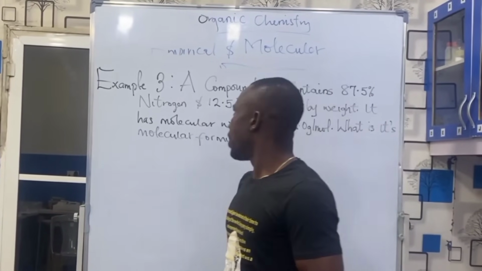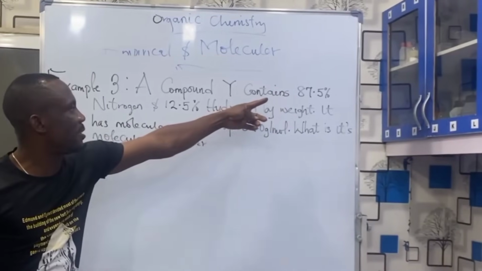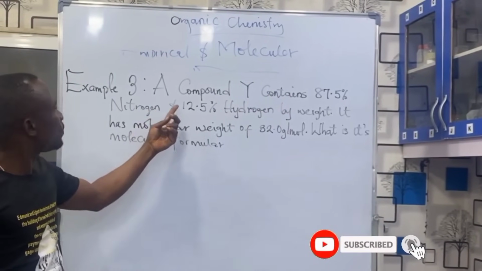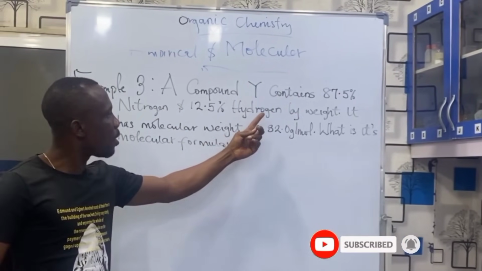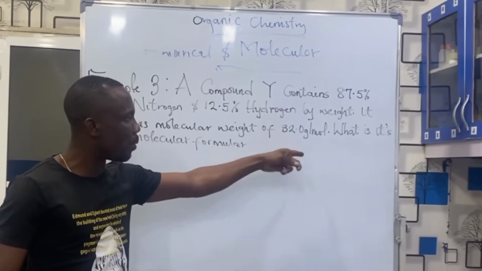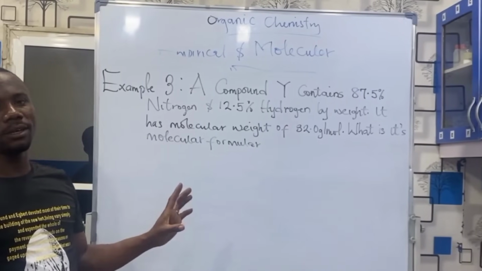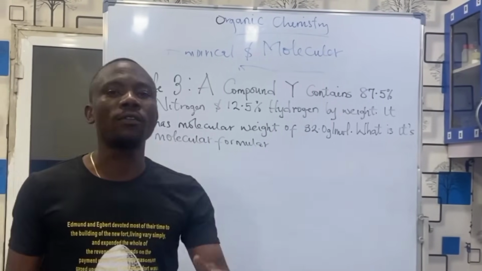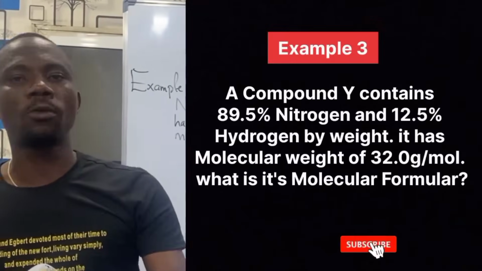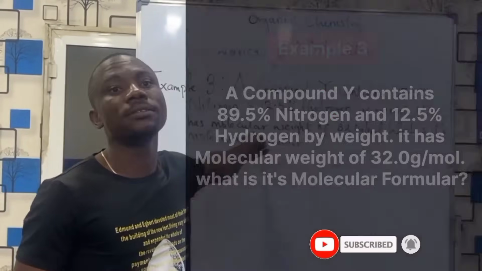Looking at the board now, we have example 3. A compound Y contains 87.5% nitrogen and 12.5% hydrogen by weight. It has a molecular weight of 32.0 grams per mole. What is the molecular formula? At this point, they are requesting the molecular formula. You cannot jump from 1 to 2. You must pass through the empirical formula, so it is necessary that the empirical formula must be determined.